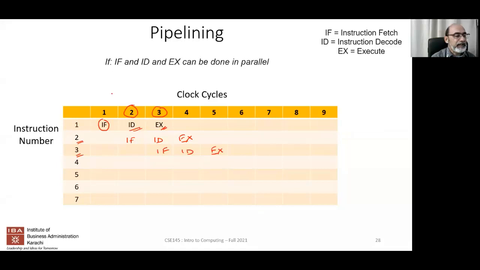So let's assume that each one of them takes 1 nanosecond, okay? That means that this is a 1 gigahertz machine. Takes 1 nanosecond for each clock cycle. So what would be the latency to get an instruction completed through this whole thing? 3 nanoseconds, Ryan. This would be 3 nanoseconds.